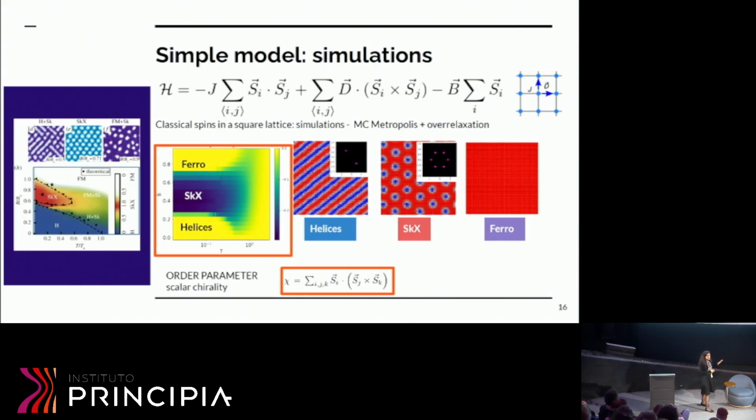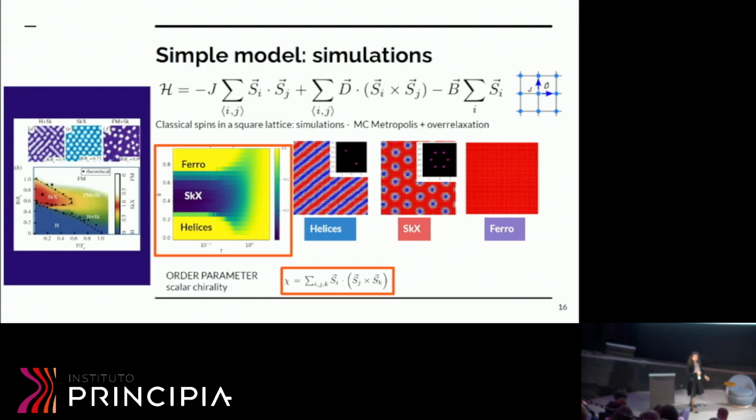This in particular is in the square lattice. The way you put your in-plane Dzyaloshinskii-Moriya will tell you whether you have Bloch or Néel skyrmions. And these are actually some simulation results I made in particular for a certain value of the couplings. And if you're doing simulations, you need an order parameter.